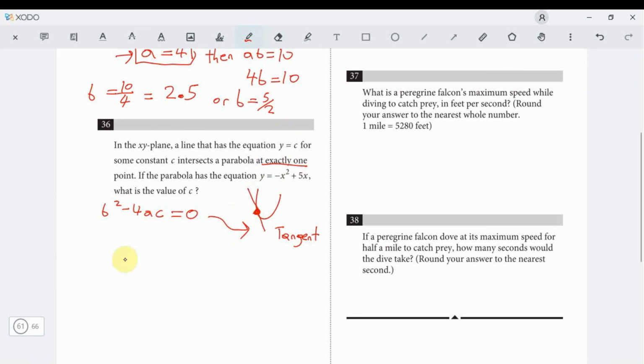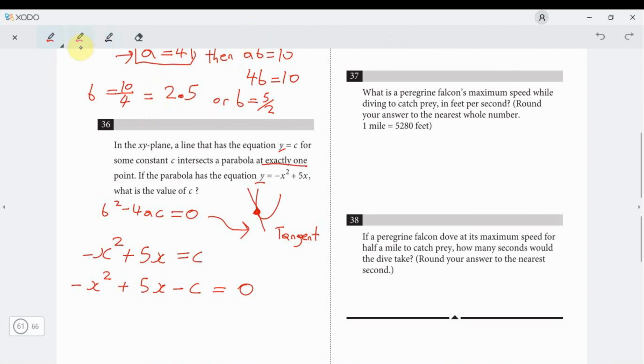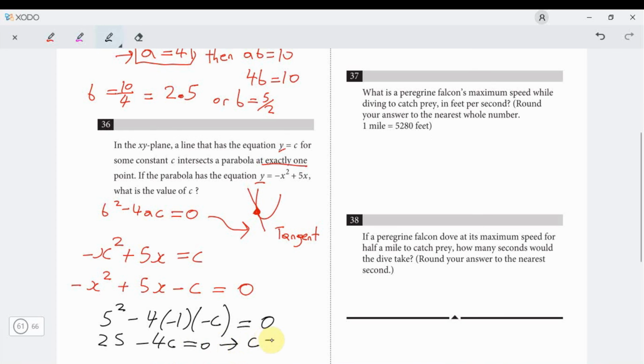So first thing, set the equations to be equal. Minus x squared plus 5x, that is y. It's equal to the y up top here, which is c. Bring over c, so it's minus x squared plus 5x minus c equals 0. Then we can apply the discriminant rule. b squared, so 5 squared minus 4 times a times c, that's equal to 0. So 25 minus 4c equals 0. And so c is equal to 25 divided by 4.